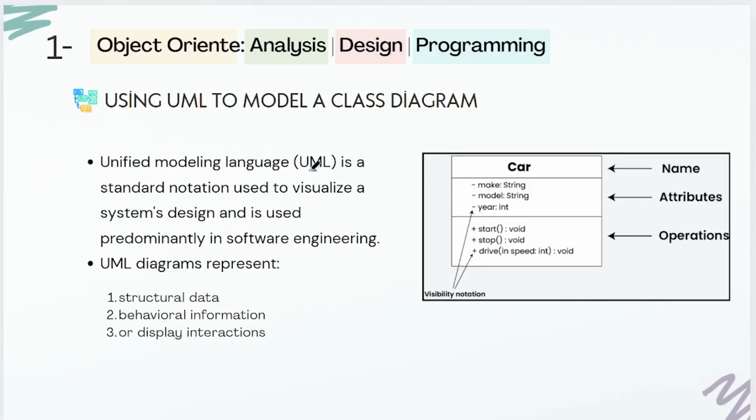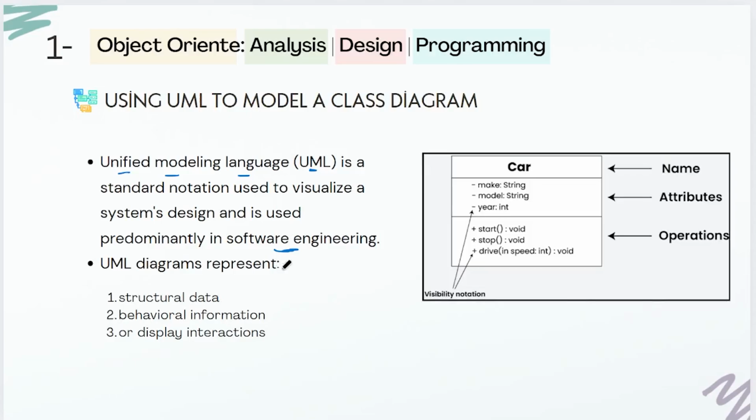Well, UML stands for Unified Modeling Language, which is a kind of standard notation. It's used to visualize these kinds of objects and classes that we were talking about. And it's used in so many other cases as well, widely used around the field of software engineering.